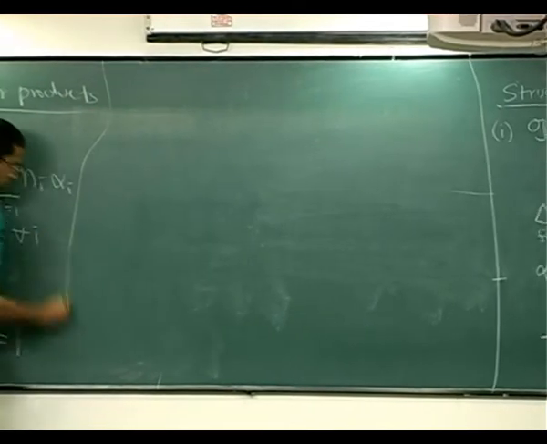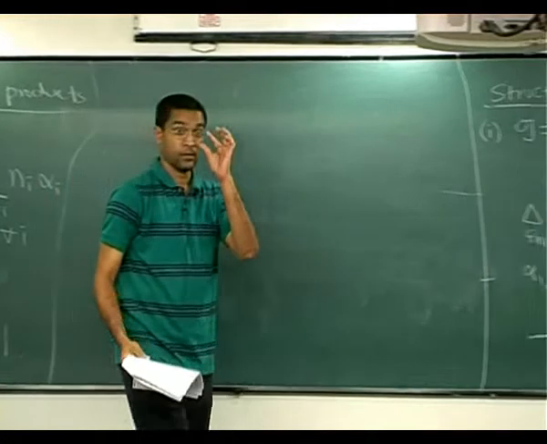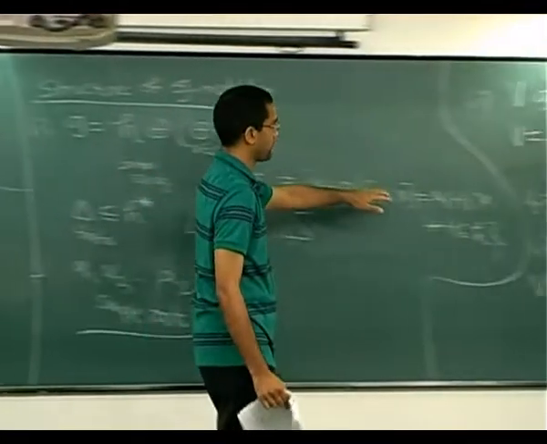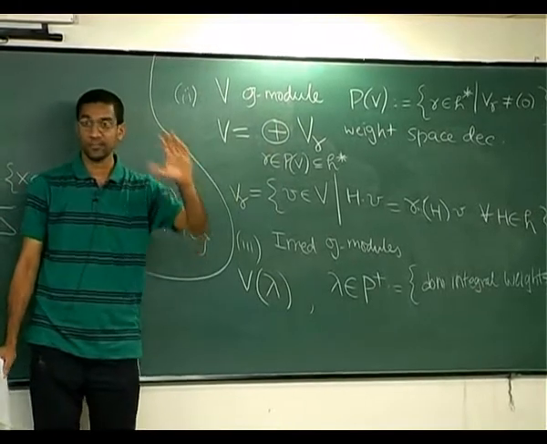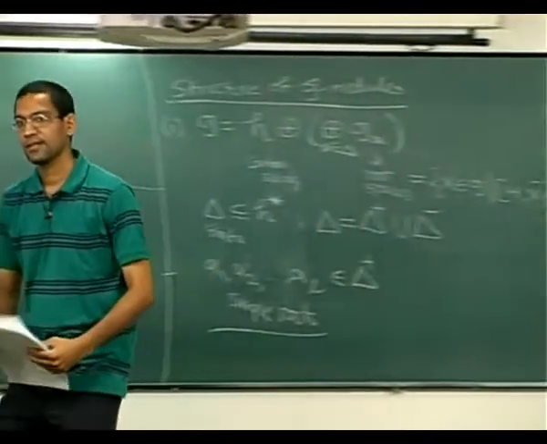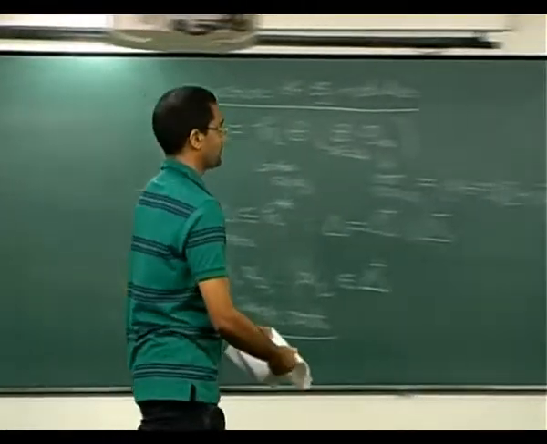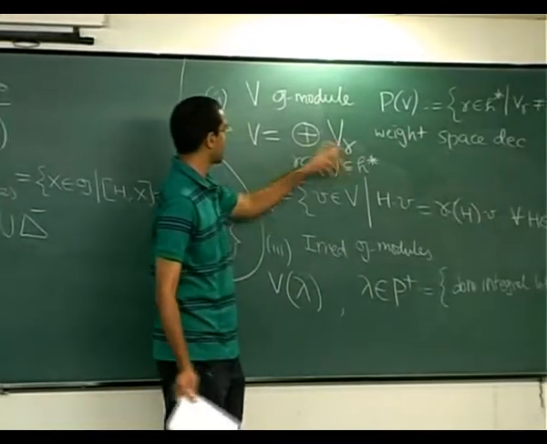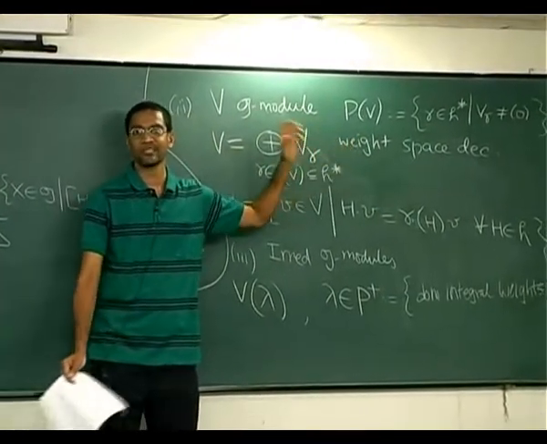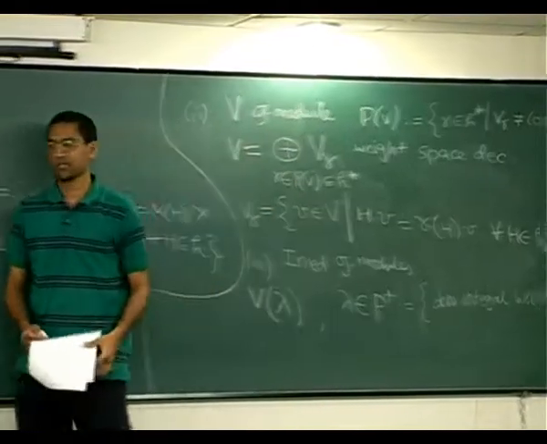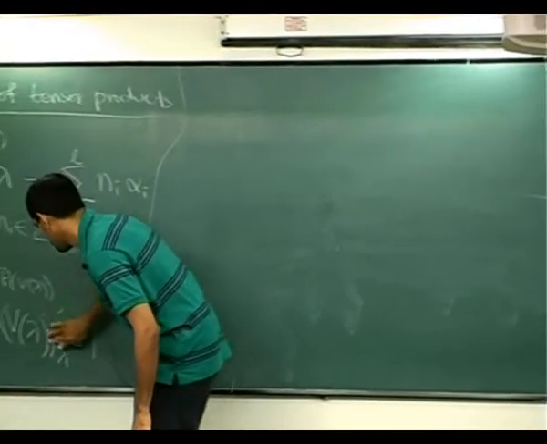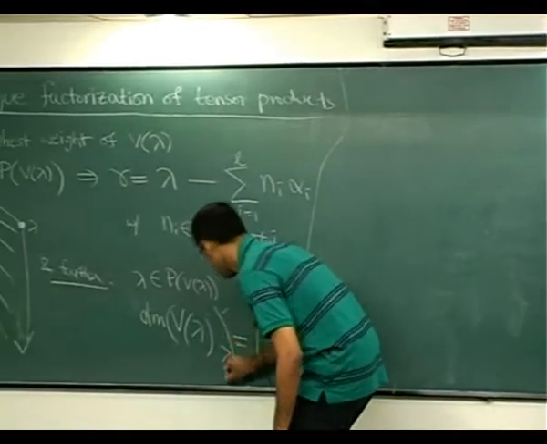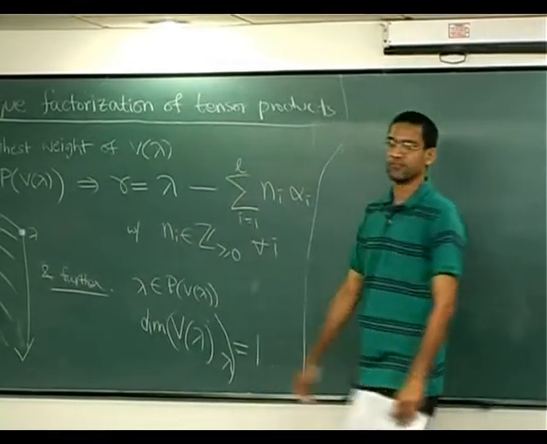So one keeps track of a module by using its weight space decomposition. We can try and keep track of just some part of the information. Given a module V, V gamma is the gammath weight space. So by V lambda, I meant the lambdath weight space of V lambda.